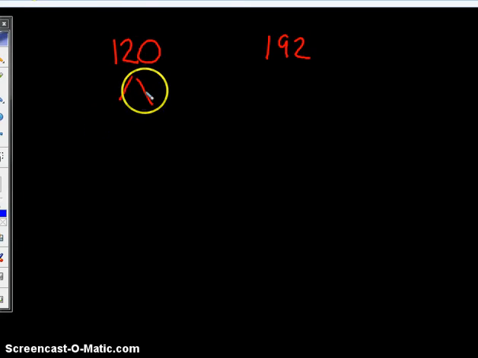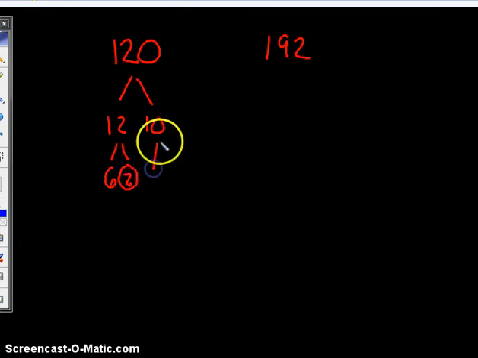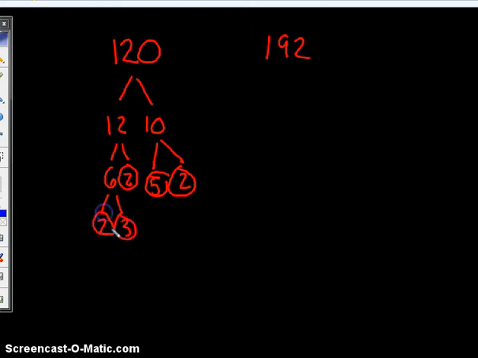We know that 120, well, it ends in a 0, so that means we can divide it by 10, and 10 times 12 makes 120. 6 times 2 makes 12. 5 times 2 makes 10. 6 factors into 2 and 3. So there we have all of our prime factors. These are our prime factors because 2 times 3 times 2 times 5 times 2 would equal 120. And they're all prime numbers.